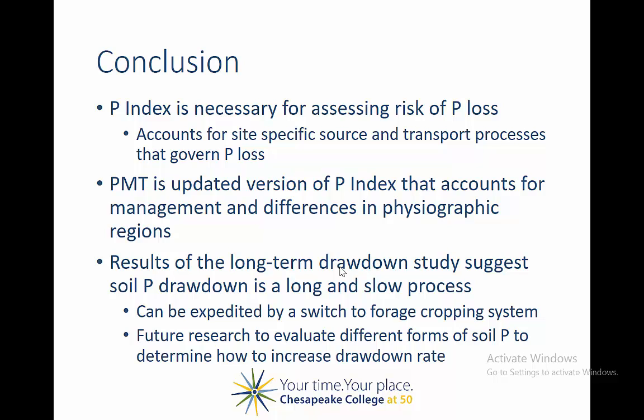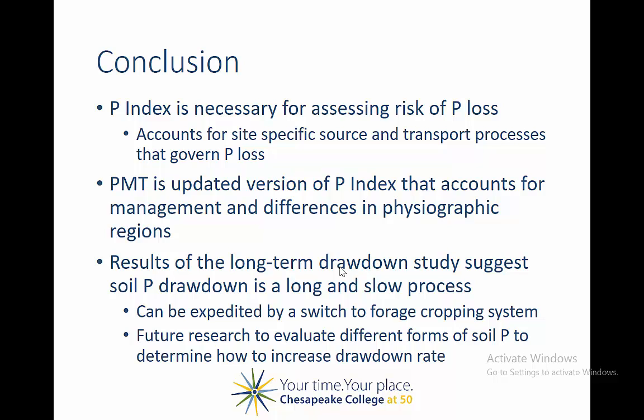Oh look, that's what I said here in my conclusions. P index is necessary for assessing the risk of phosphorus loss, right? Soil test P doesn't work. I hope I've convinced you all of that. Soil test P is not enough. You need the P index because it accounts for site-specific source and transport processes. The PMT is just an updated version of the P index. It accounts for management and different geographic regions. And the long-term drawdown studies suggest soil P drawdown is a long, slow process.